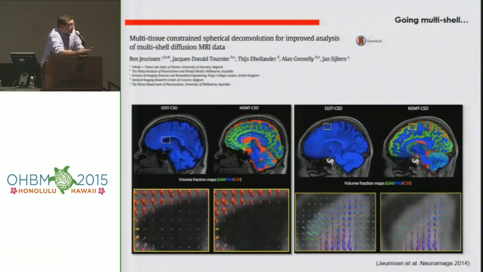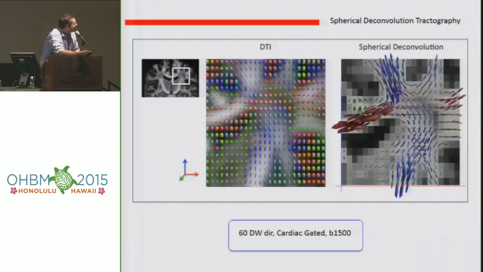So in the future, I think probably everyone is going to move to this, but I don't know if you already have multi-shell data. The Human Connectome Project has this dataset, but if you don't have it, you can still use a richer solution, for example, it's fine.